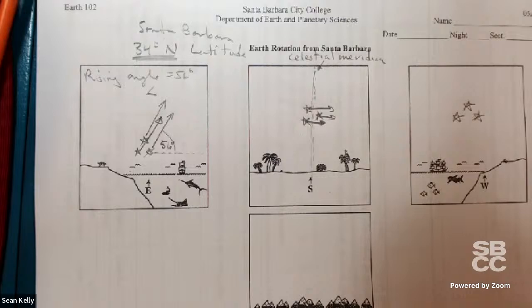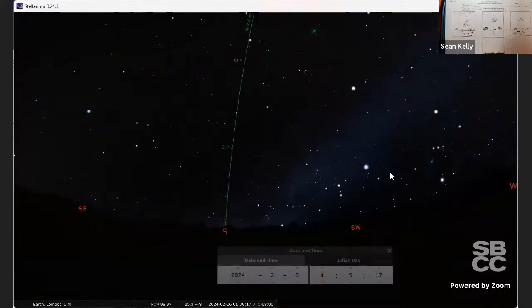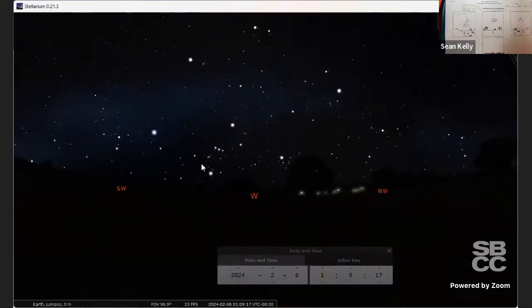So we're just guessing. No penalty. It's all good. Whatever we get is good. And so what we're going to do is test. You made a prediction. You guessed. And now let's go ahead and go to Stellarium and check. So we're going to go over here to the western part of the sky.